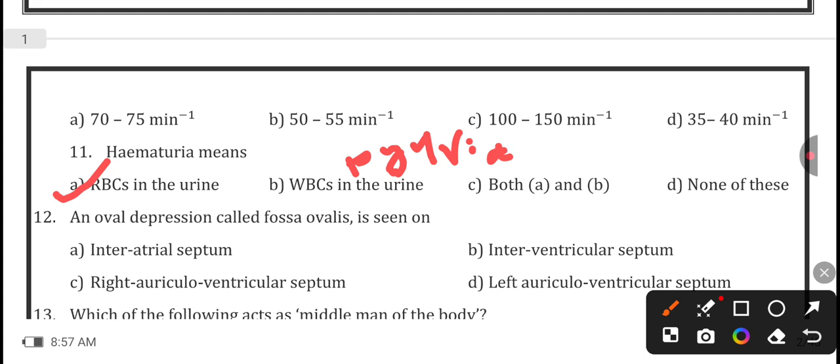Now an oval depression called the fossa ovalis is seen on the interatrial septum, interventricular septum, the right auriculoventricular septum, or the left auriculoventricular septum. So here the correct option is interatrial septum.